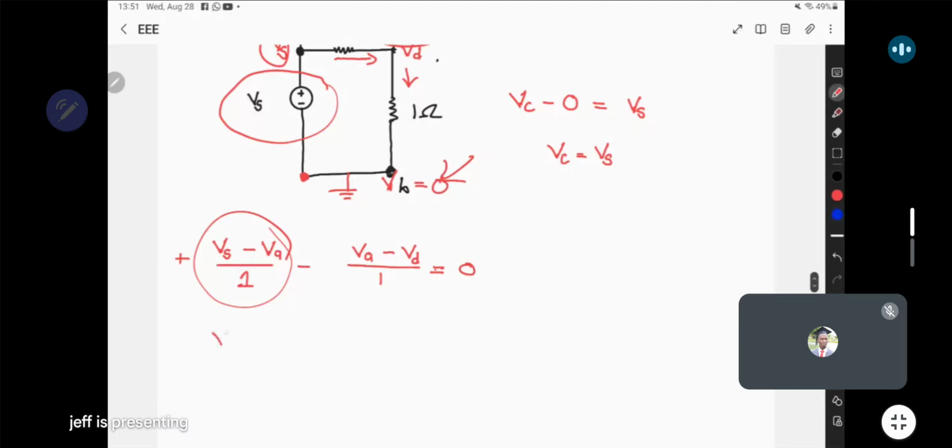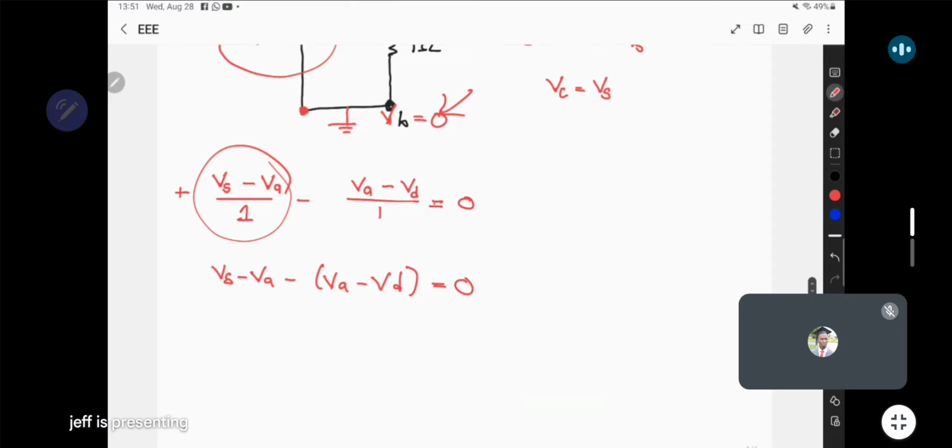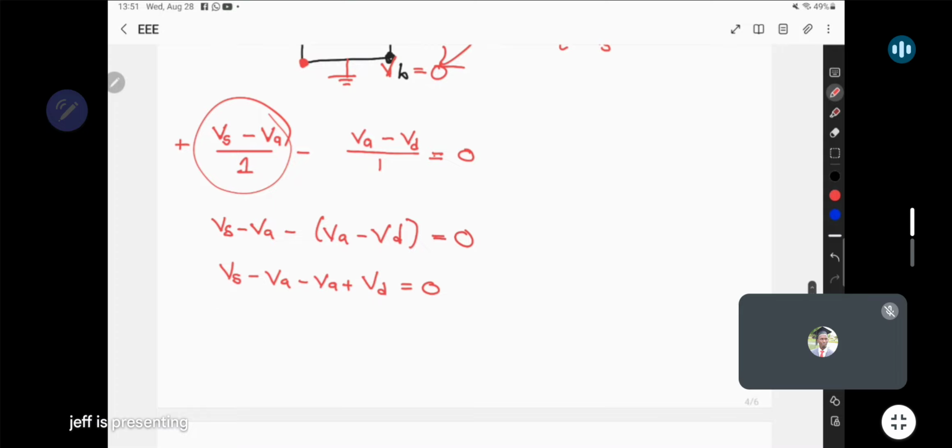From this, we see that Vs minus Va minus Va minus Vd must be equal to 0. So that here, Vs minus Va minus Va plus Vd must be equal to 0. Now we have Vs minus 2Va plus Vd equals 0.